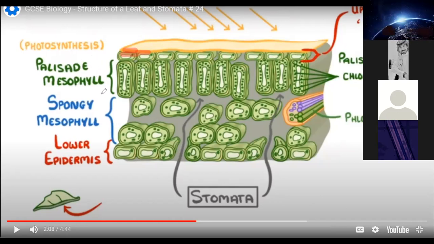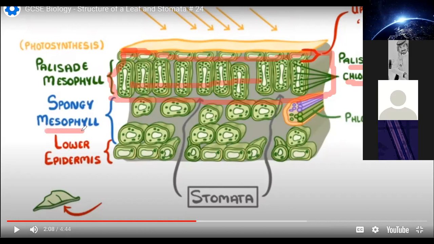And we can see that this portion is actually called the palisade mesophyll, which contains the palisade cells. And these palisade cells contain the chloroplast. Only these guys are responsible for doing the photosynthesis, not the lower ones. The ones on the top are receiving the sunlight, and they have the chloroplast, which makes them look green, and that's where photosynthesis is taking place.